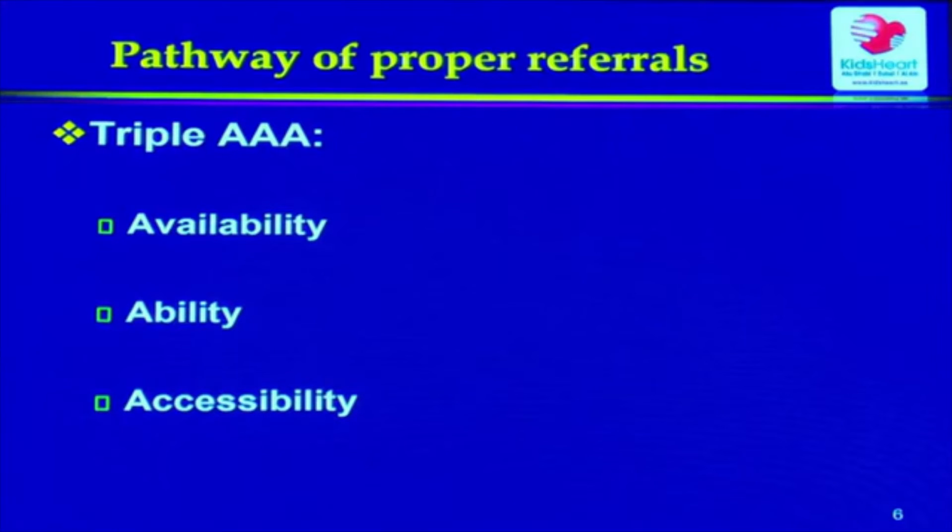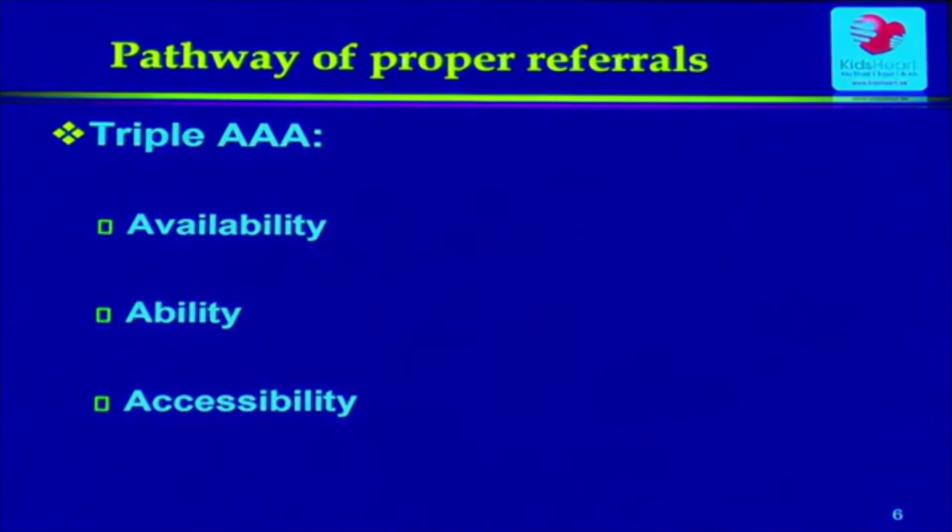So the pathway for proper referrals is what we call the 3A, and actually this 3A is valid for everything we do in our life, especially in medicine. So the first one is availability, that Dr. Migdadi is available and I can find him when I need him. If he's not available, that's a different story.